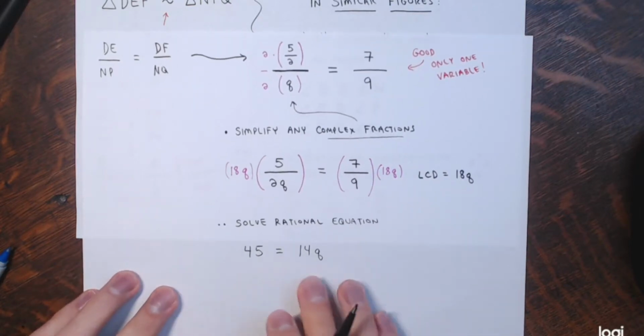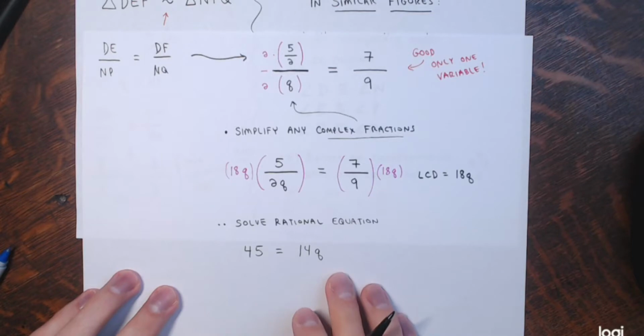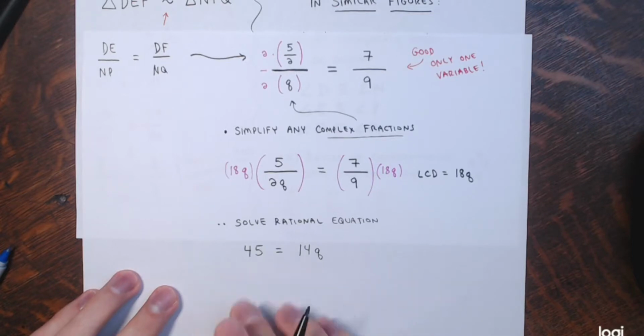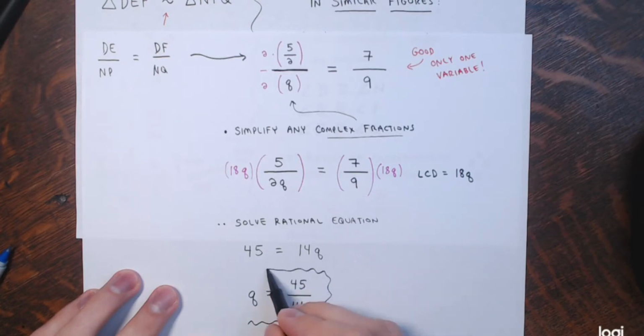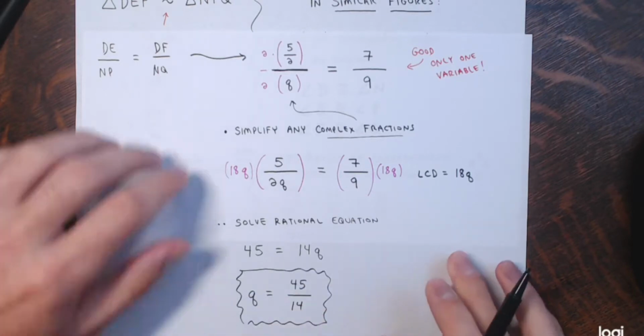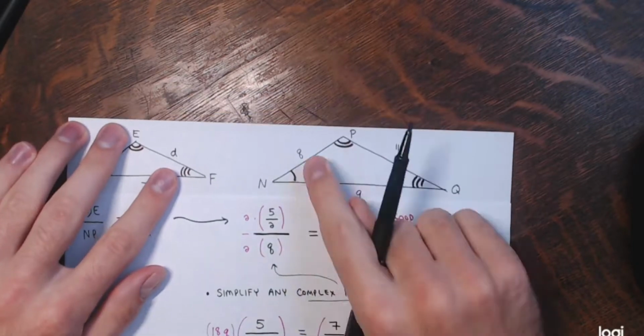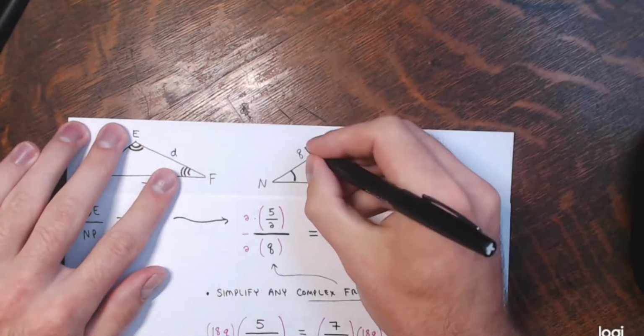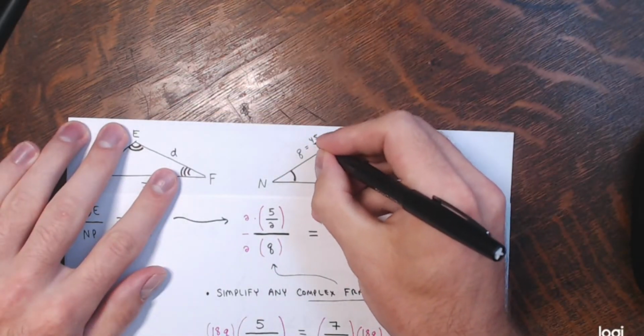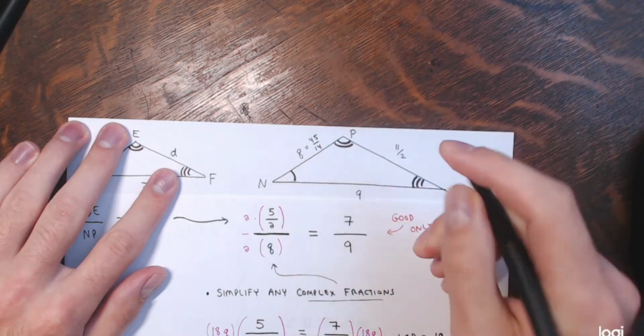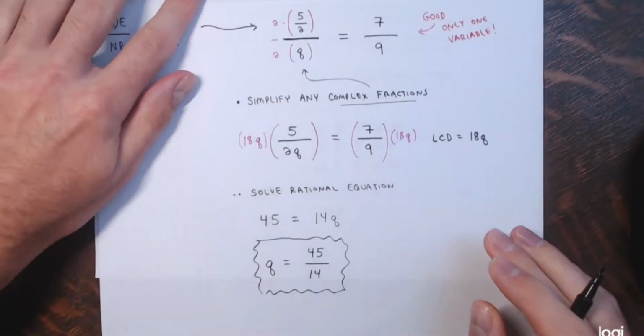And now I have a much simpler equation to solve. Divide by 14, q equals 45/14. And this is the length of that missing side, the side that they asked us for. That would be the length of NP here. This would have to be 45/14. And that's as simple as that fraction gets.